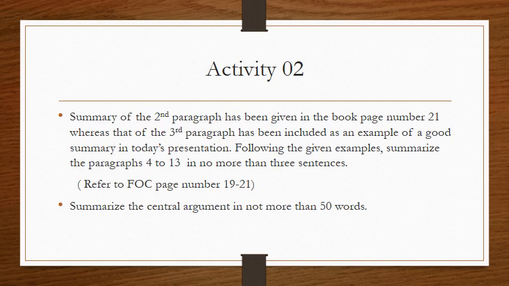Students, I hope you have understood today's lesson. Now start doing your assigned work.